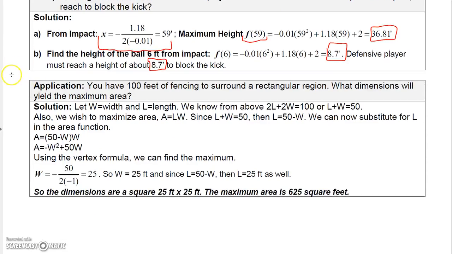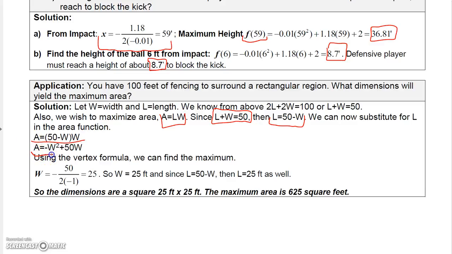Okay, so this other application, you can freeze the video and work it if you want to, but it says if you have 100 feet of fencing to surround a rectangular region, what dimensions will give you the maximum area? Well, you'll notice that we want to maximize area, and you can easily determine that the length plus width must be 50. Then you can solve for length in terms of width, and then you can plug it back into this area formula, and you end up getting 50 minus w times w.